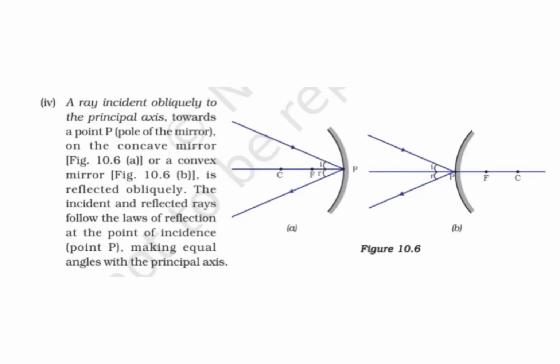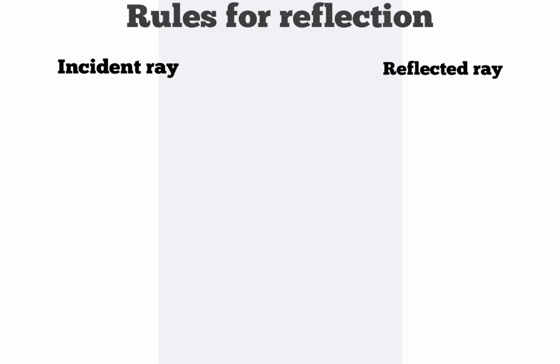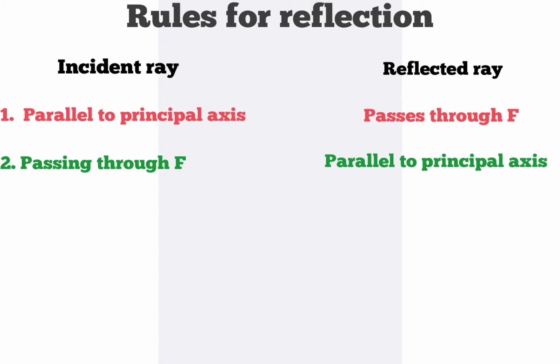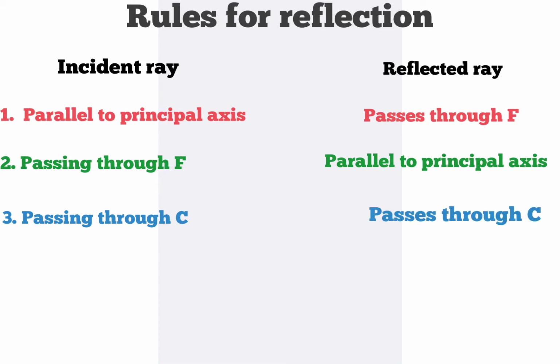Same way you can see that angle I is equal to angle R when a ray is getting reflected from convex mirror in figure B. So students, let us revise the rules of reflection. First one, a ray parallel to principal axis will get reflected passing through F. Second one, a ray passing through F will be parallel to principal axis after reflection. Third rule, a ray which is passing through center of curvature will get reflected by passing through center of curvature only, that is C.